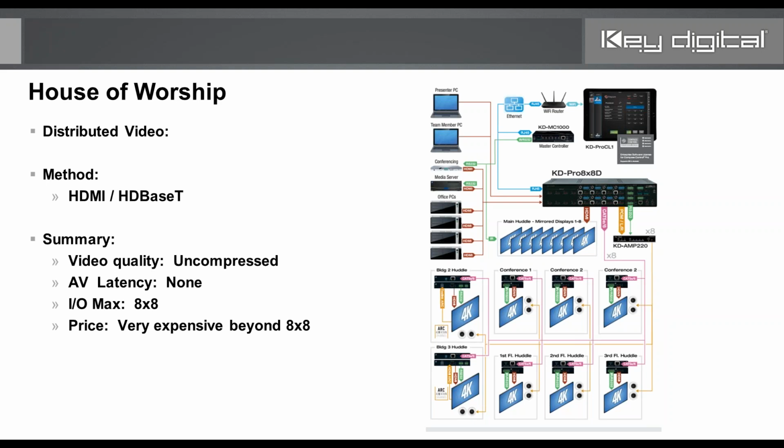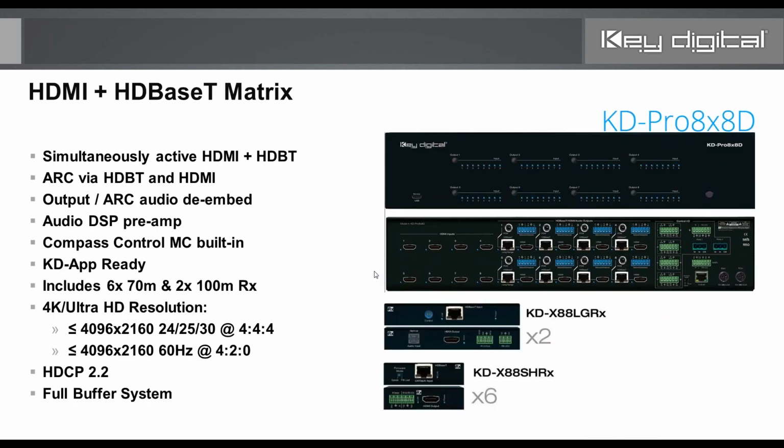However, with HDMI HDBaseT, as compared to AV over IP, it does become more expensive beyond 8x8 systems. Whereas KeyDigital's 1080p AV over IP system, which we do have on our website, is a way of going larger than 8x8 at perhaps a more cost-effective price point. You can reach out to our system design service and have both options detailed to you. And here are detailed drawings of the KD Pro 8x8.